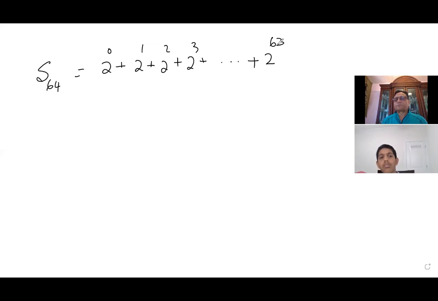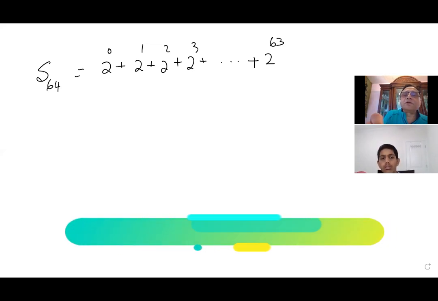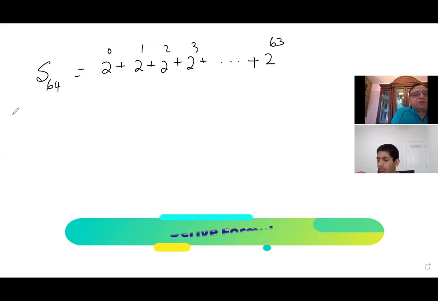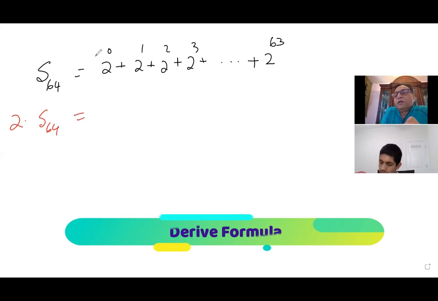Find the number in each row and then add them all up. Okay, I'll show you a technique. Let us multiply this series by 2. So we get 2 times the sum of 64 terms. 2 to the power of 0, when you multiply by 2, you get 2 to the power of 1, right? Your series now becomes this. Is that correct? Because you multiplied by 2.